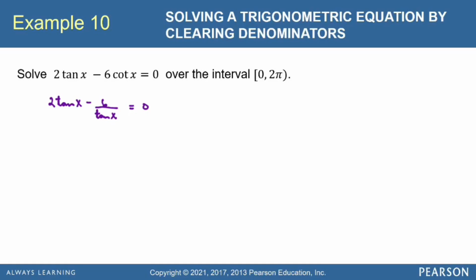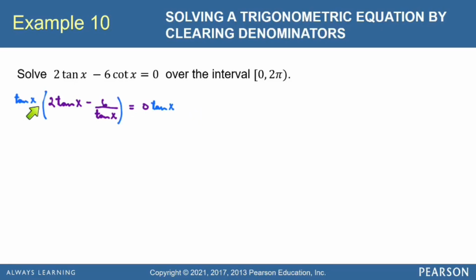And now you might say, well, that's great that we got rid of cotangent and now the only function we have is tangent of x. But now the problem is that tangent of x is in the denominator, and you're right, we do have to get that tangent x out of the denominator. So let's multiply both sides of the equation by tangent of x.